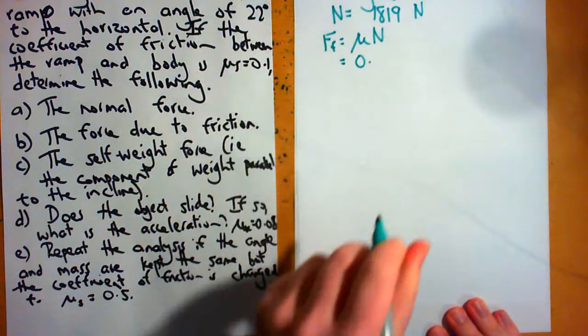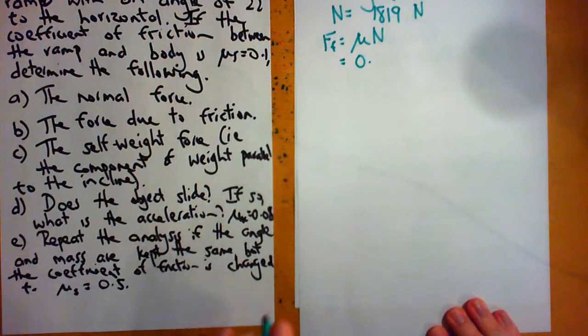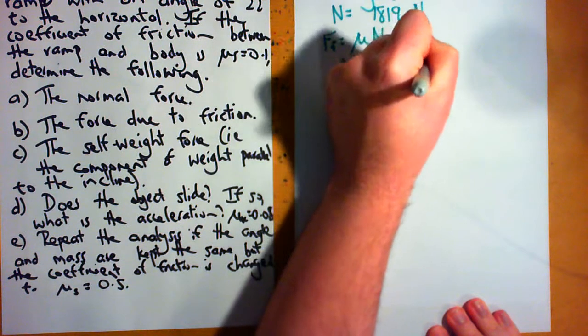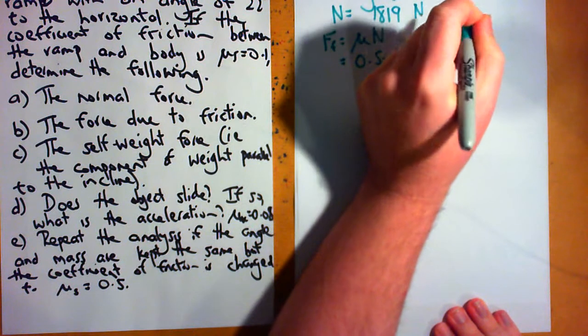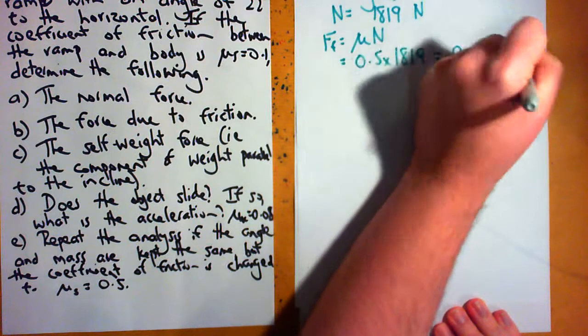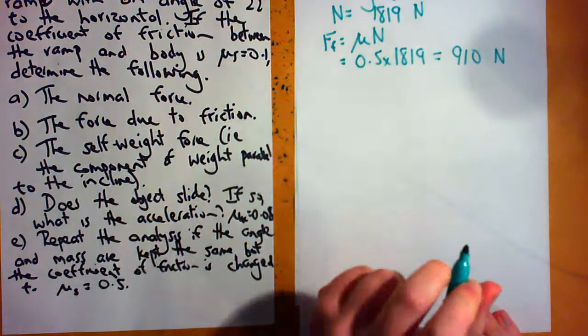Now the force due to friction, which is of course mu times that normal force, now we're using a coefficient of friction of 0.5 multiplied by 1,819, and that gives us 910 newtons.